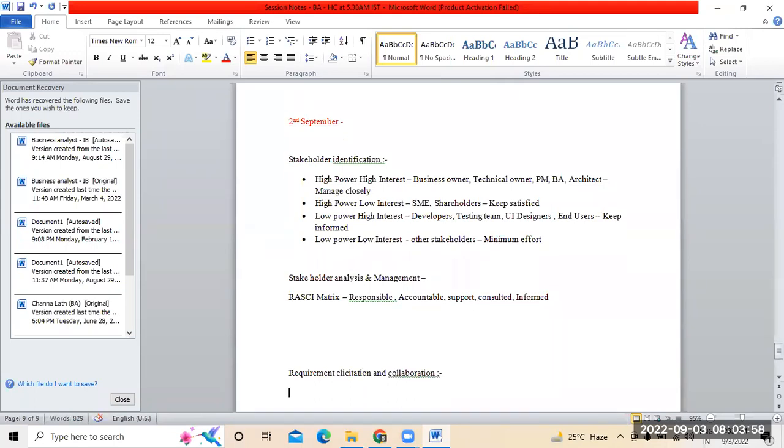The first one is business analysis planning and monitoring. Under it, we have discussed all the stakeholder identifications and so on. But when it comes to the second knowledge area, it is requirement elicitation and collaboration.